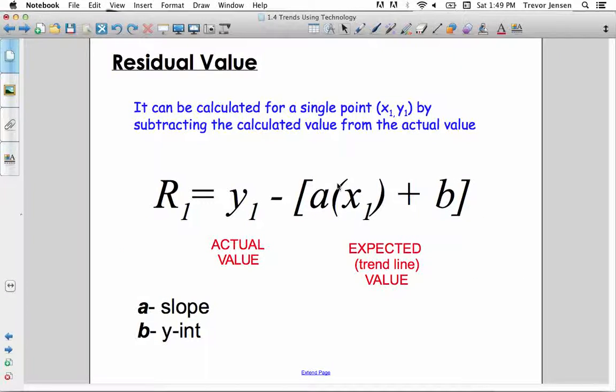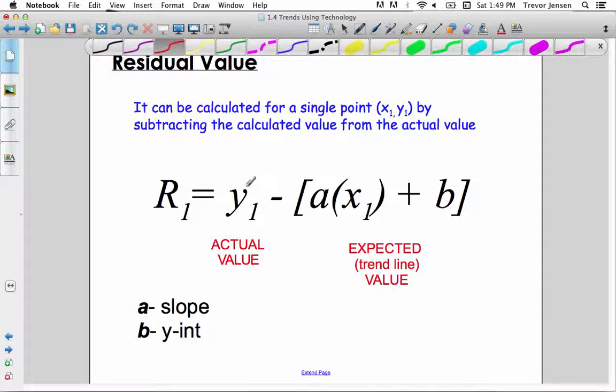Let me show you how to actually calculate the residual values, so you can have numerical values that we can analyze. What we're basically doing is finding the distance between the line of best fit and our actual data point. To calculate that, we take our actual y value for a certain piece of data and then subtract what y value we would expect for the corresponding value of x.